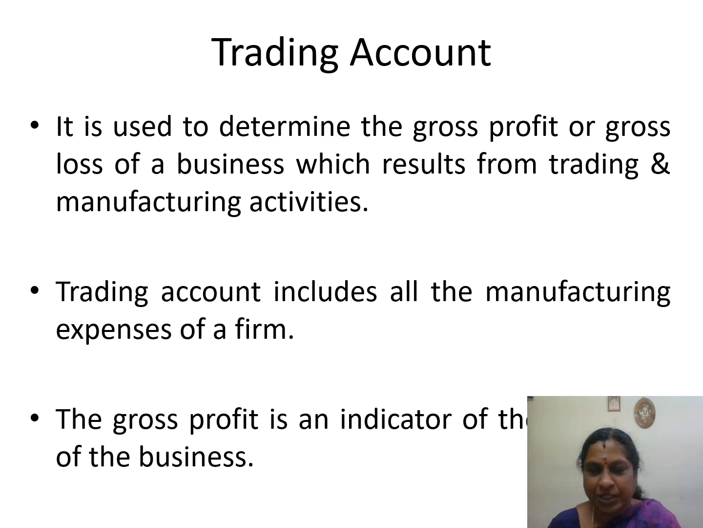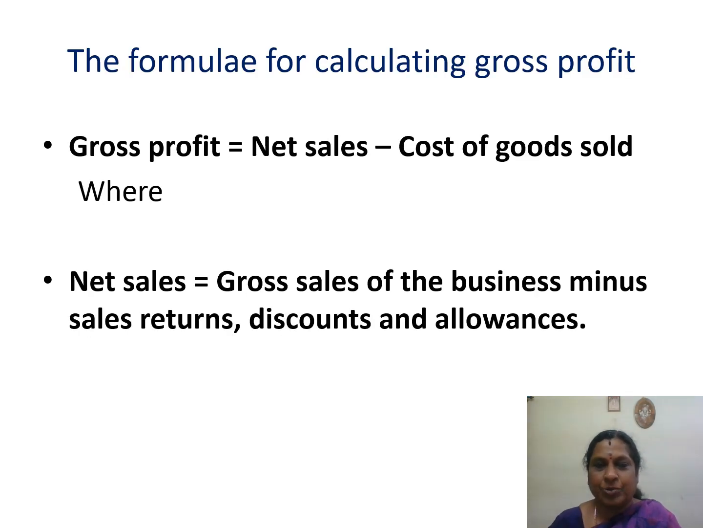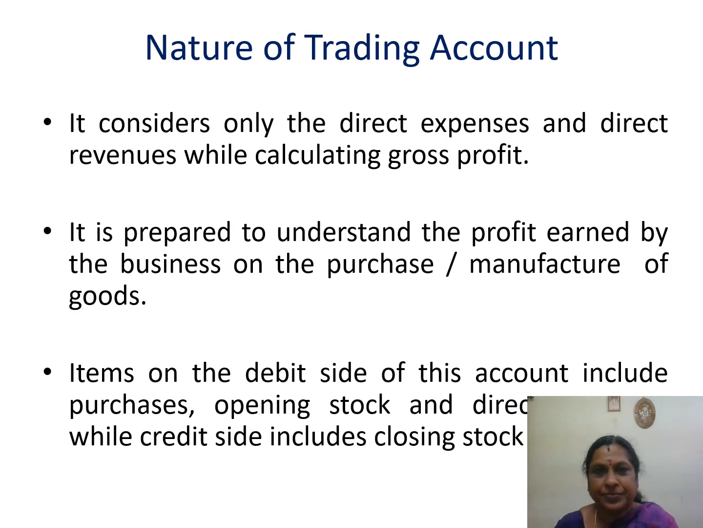Now, the gross profit, which is the net result of the trading account, is the indicator of the performance of the business. The formula for calculating the gross profit is net sales minus cost of goods sold, where net sales includes gross sales of the business minus any sales returns, also discounts and allowances.